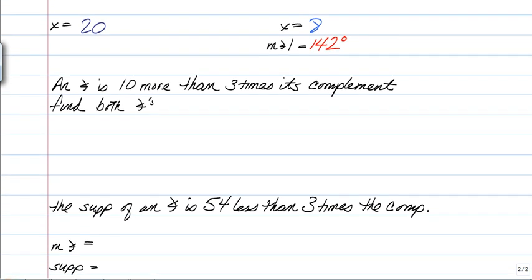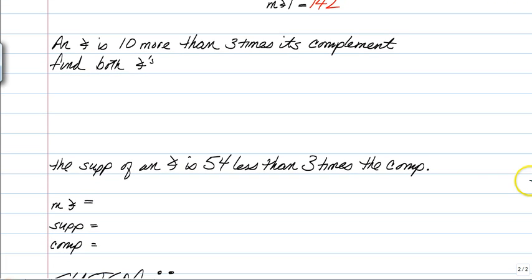Actually, we're going to do 2 more problems. An angle is 10 more than 3 times its complement. Find both angles. So this is complementary angles. So you draw a 90-degree angle. If it helps you, split it in 2. An angle is 10 more than 3 times the complement. So pick an angle. Bam. There's your angle. So the complement is 3x plus 10. 10 more than 3 times.